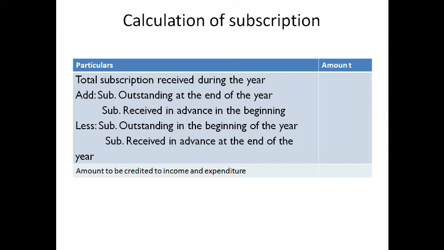And next is subscription received in advance at the end of the year. This belongs to next year, the future. Therefore that is also included in total subscription. That's why these 2 items are subtracted. The difference will be shown as the amount to be credited to income and expenditure account.